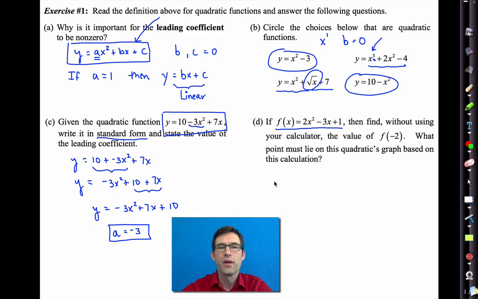All right, let's do it. As always with function notation, wherever there's an x, we're going to put in a -2. All right, remember our order of operations. We square first. -2 times -2 is +4.